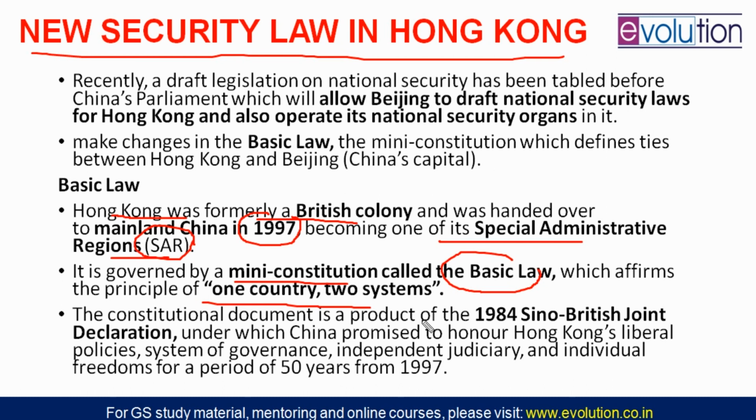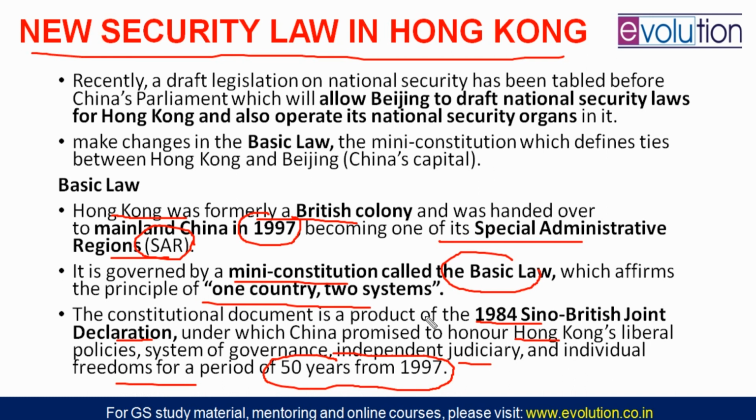So why did this Basic Law come? Why did China agree? Because the constitutional document is a product of the 1984 Sino-British Joint Declaration. Under the Sino-British, that means China-British Joint Declaration, China promised to honor Hong Kong's liberal policies, system of governance, independent judiciary and individual freedom for a period of 50 years from 1997. So for 50 years they are bound.